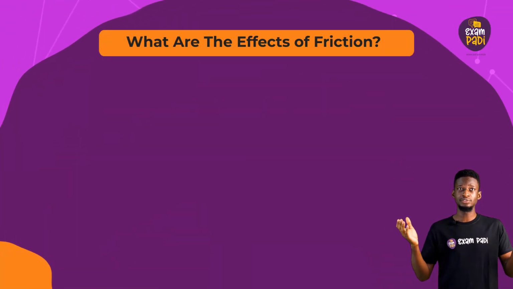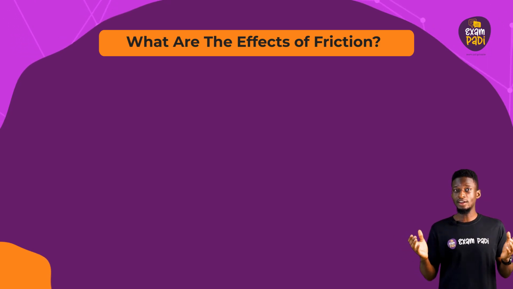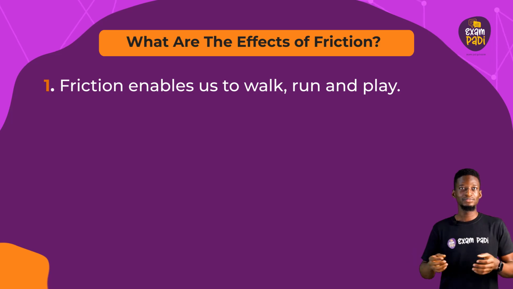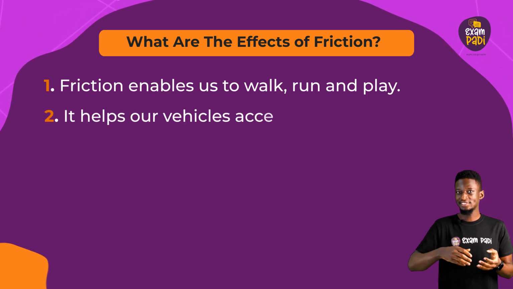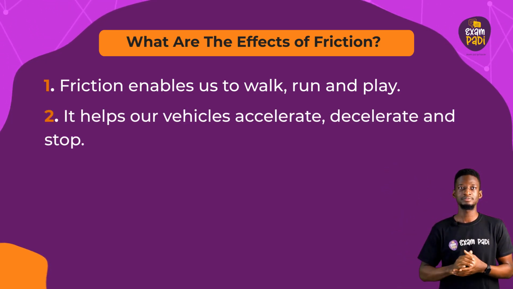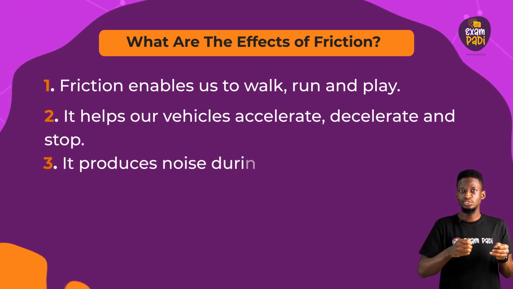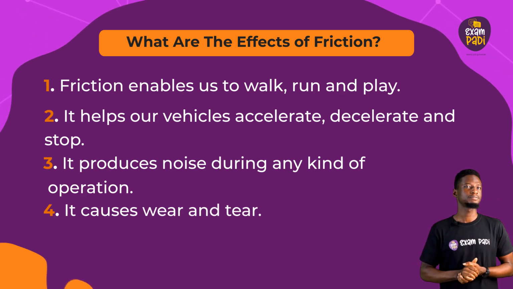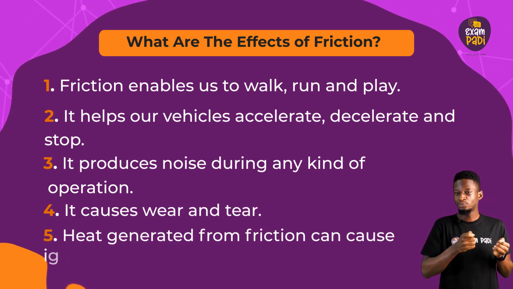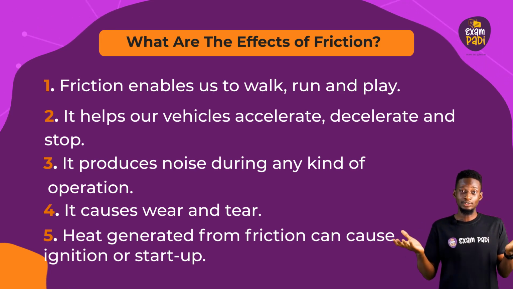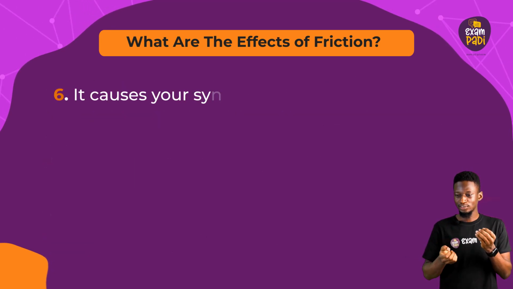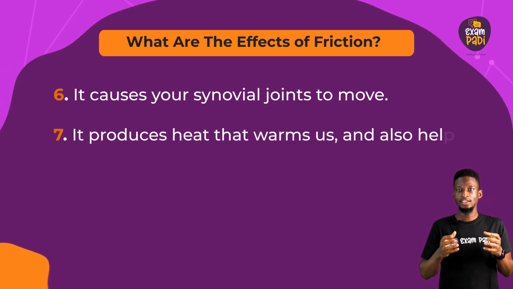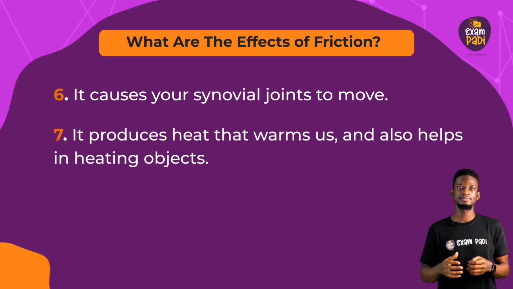What are the effects of friction? The effects of friction are 1. Friction enables us to walk, to run, and play. 2. It helps our vehicles to accelerate and decelerate and even stop. 3. It produces noise during any kind of operation. 4. It causes wear and tear. 5. Heat generated from friction can cause ignition or start up. 6. It causes your synovial joint to move. And 7. It produces heat that warms us and also helps us in heating other objects.